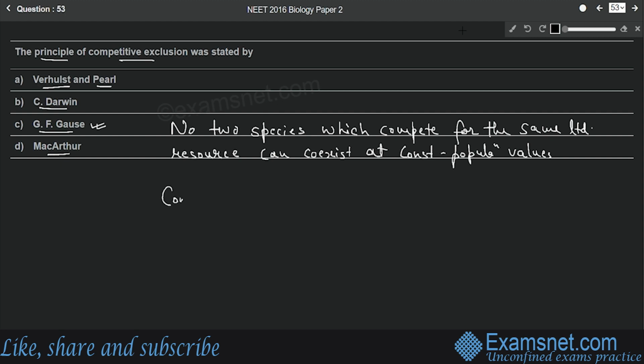So competitively superior species will eliminate the competitively inferior one, and this is known as the principle of competitive exclusion. So it will exclude the inferior one, or eliminate the inferior one. So option C is the correct answer.